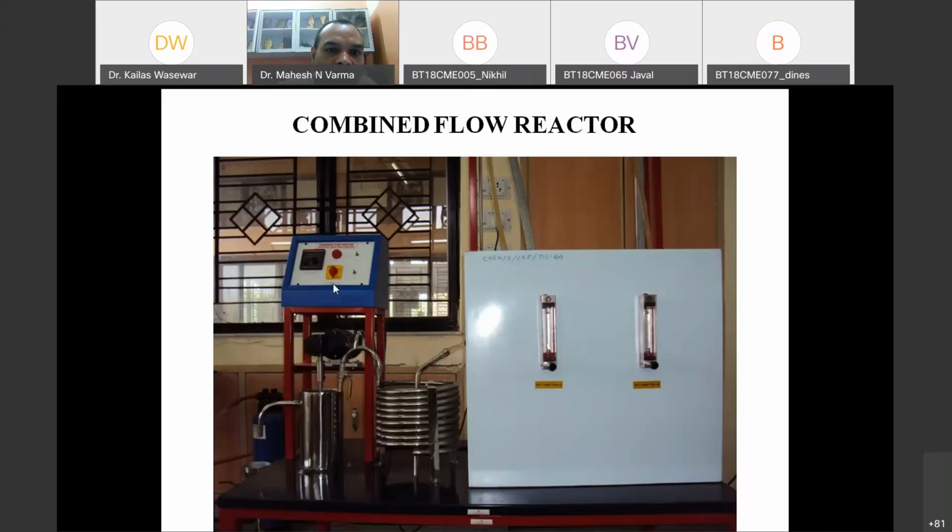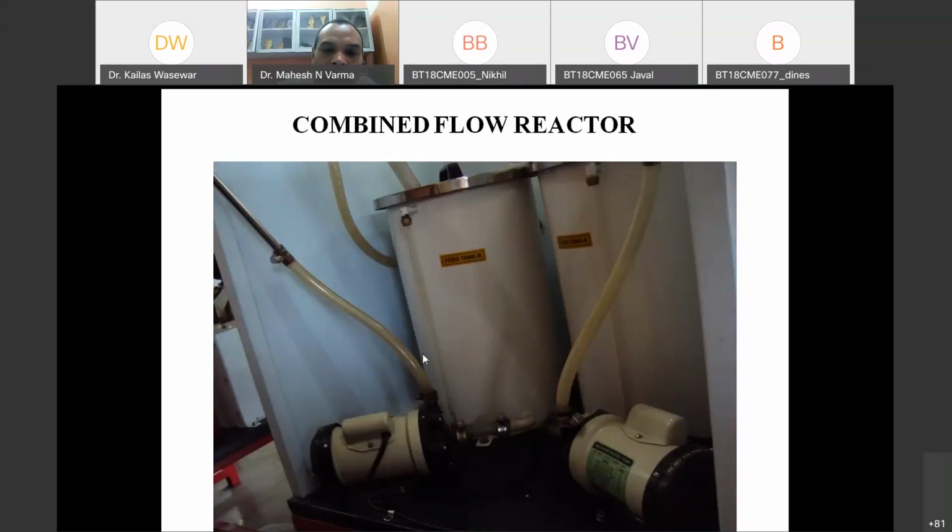Here some of the controllers are there. This is the on/off button, so you can switch on the pump for NaOH. This is the pump for NaOH. This is the pump for ethyl acetate, and this will control the rotation speed of the CSTR stirrer. And this is the main switch, on and off button. So these are some of the controllers in the combined flow reactor.